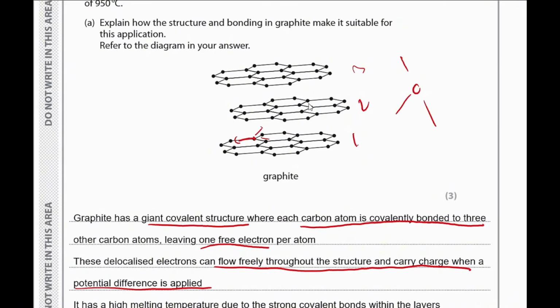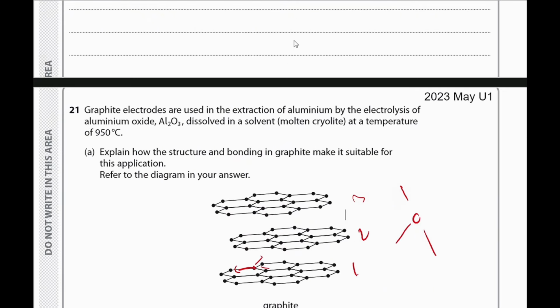So these are the main features which make graphite suitable to be used in the extraction of aluminum, because you can clearly see that in the extraction of aluminum a high melting temperature is required. Since graphite has a high melting temperature, it won't melt easily. It also has electrical conductivity, so the electrolysis of Al2O3 in molten cryolite can be performed, because the graphite will act as a conductive medium.